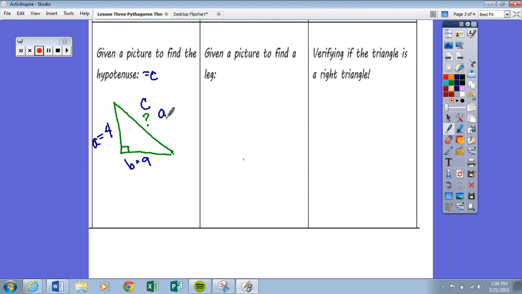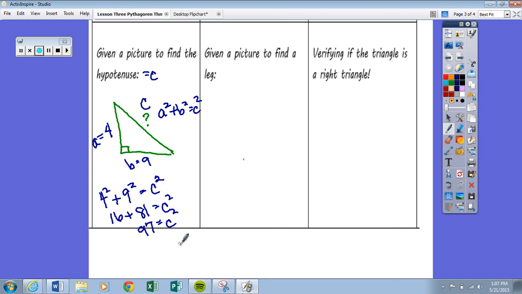Then all you have to do is plug these numbers into your formula, the big Pythagorean theorem that we wrote on the other page. My A is a 4, so I'm going to do 4 squared plus my B, which is 9, 9 squared, equals C squared, since I don't know C. So 4 squared is 16, 9 times 9 is 81, and 16 plus 81 is 97. So 97 is equal to C squared.